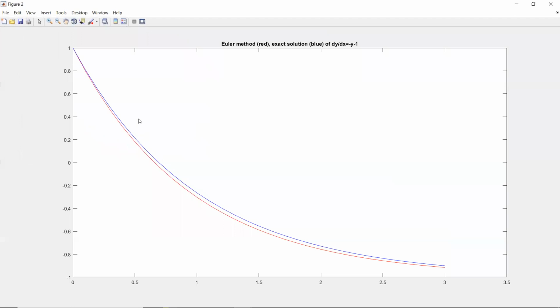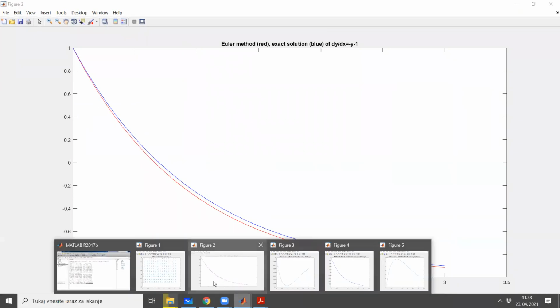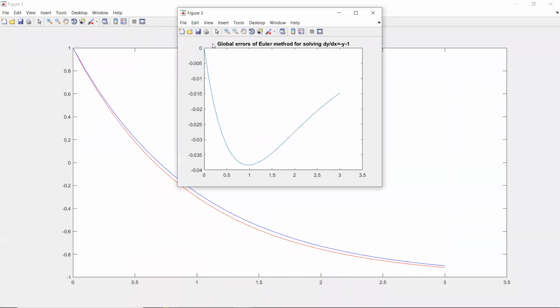And here we have the solution. The blue one is the exact solution, and the red one is the solution by Euler's method. And you see, since we start in the left-hand point, here the error is small, but then they are more and more apart. Here is the actual global error using Euler's method.